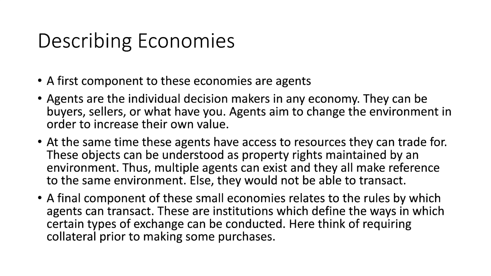And so one of the things we can also look at is the rules by which the agents actually transact. So there are institutions, that's the term that we'd like to use here, and these define the ways in which certain types of exchange can actually be conducted. So again, going back to these transactions we were suggesting earlier, we might require collateral be posted prior to making some purchases, or affecting a loan or something along these lines. And so we can see at this point the three key terms we want to really emphasize are agents, environments, and institutions.